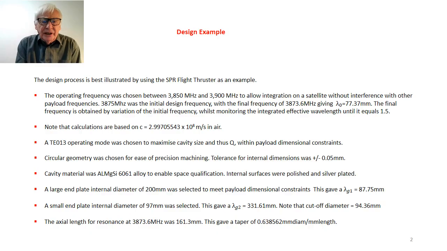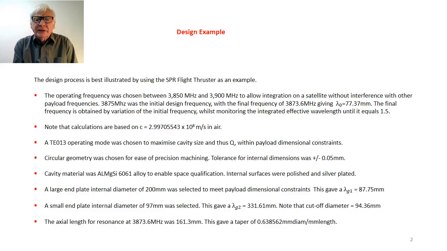Small end plate ended up as a diameter of 97 millimeters, giving a lambda G2 of 331.61 millimeters. So you can see the difference between lambda G1 and lambda G2, which, as we've seen before, determines the value of design factor, and therefore affects the maximum thrust that we can get out of this device.